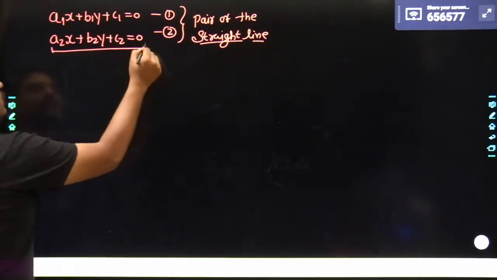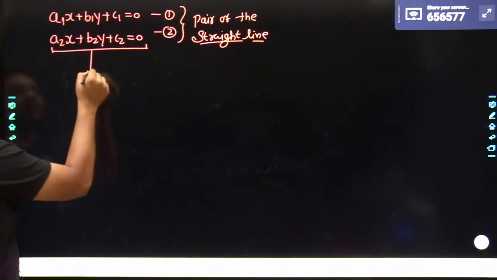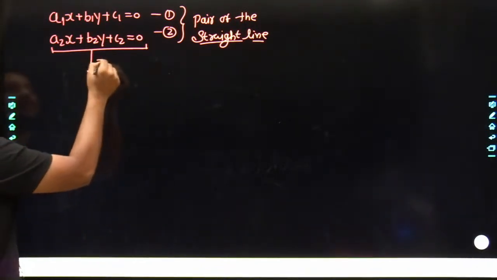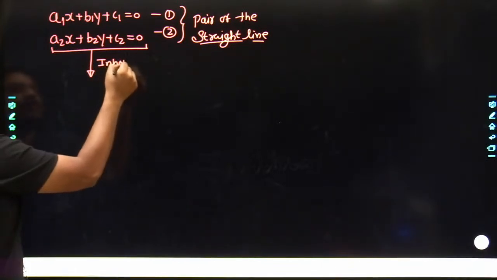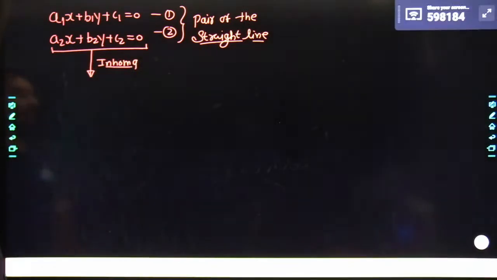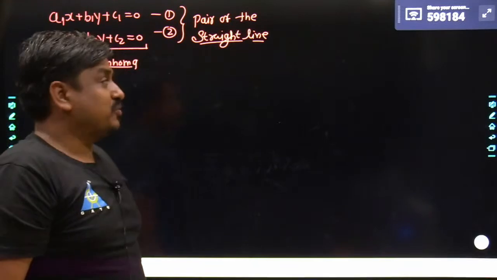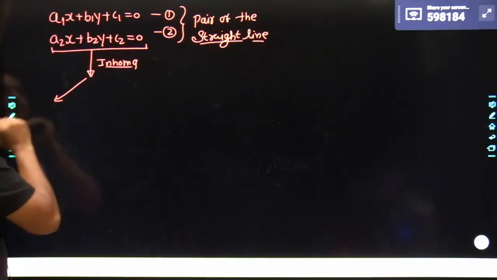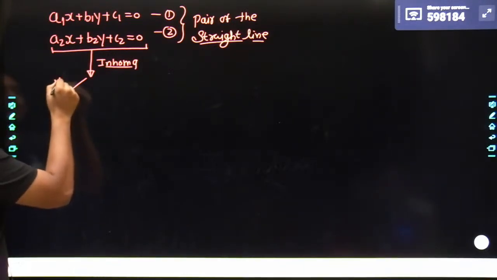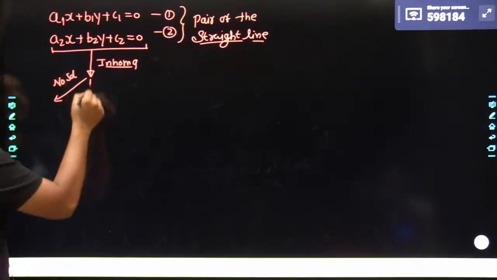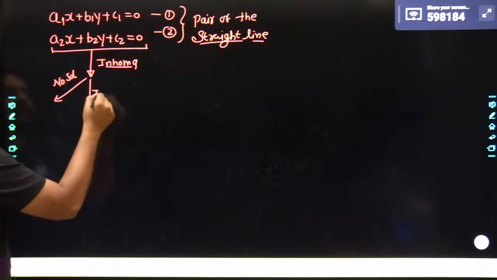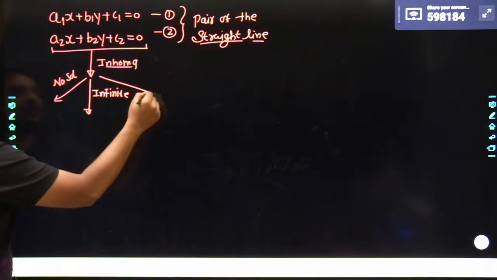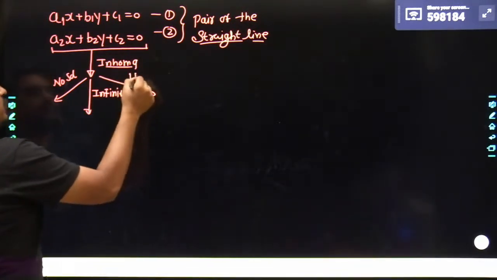My dear friends, whenever you deal with the linear form of the equation in inhomogeneous form, how many different conditions of the solutions can we have? We can have no solution, we can have infinitely many solutions, and we can have a unique solution.